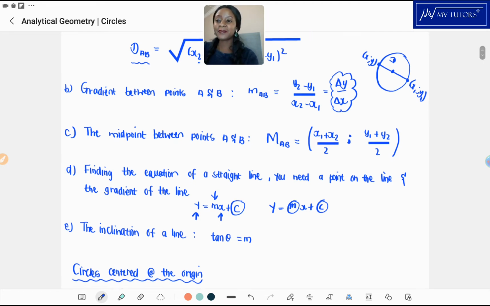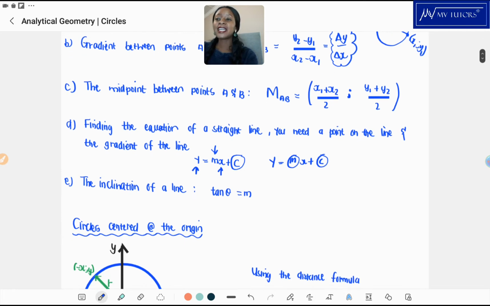And lastly, with the revision, if you want to get the inclination of a line, you're going to use the equation tan theta is equal to m.